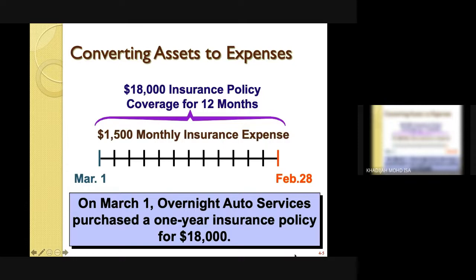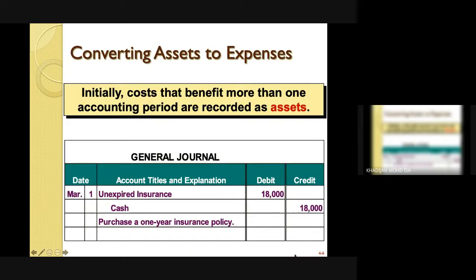So you have made the payment. Overnight Auto Service purchases a 1-year insurance policy for 18,000. So how are you going to record that? They call it unexpired insurance, or what we call prepaid insurance.